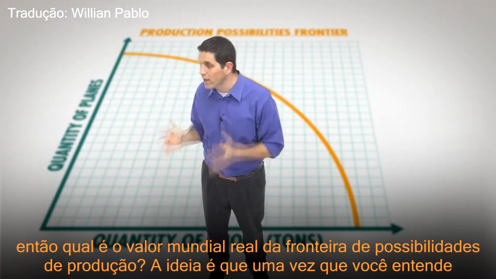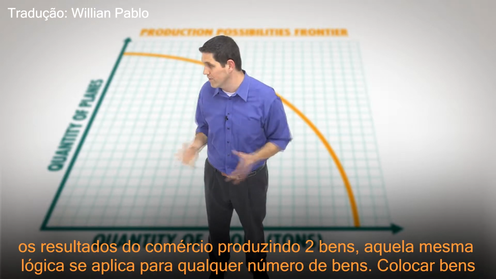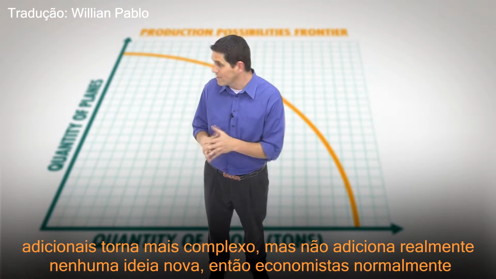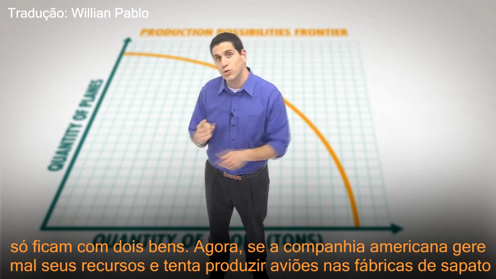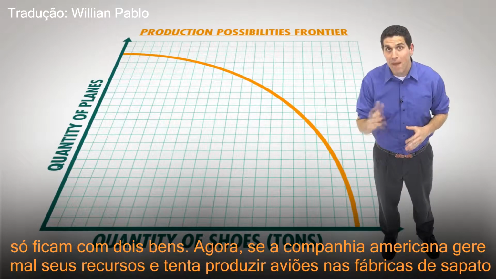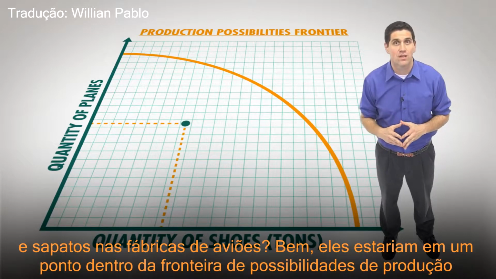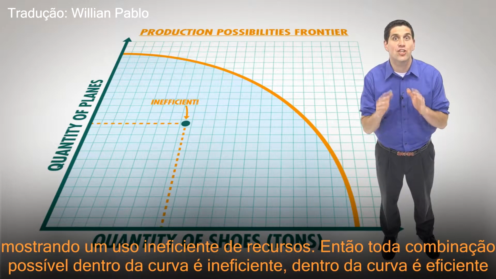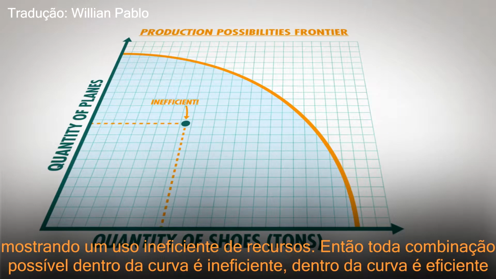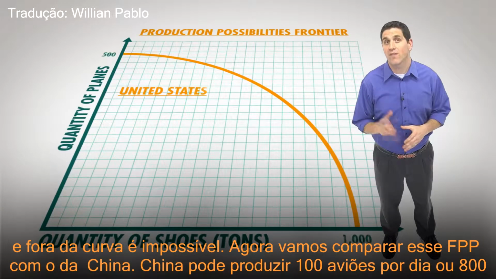The idea is once you really understand that there are trade-offs between producing two goods, that same logic applies to any number of goods. And adding additional goods makes it more complex, but doesn't really add any more insights. So economists usually stick with just 2 goods. Now, what if American companies mismanage their resources and tried to produce planes in shoe factories and shoes in plane factories? Well, they'd be at a point inside the production possibilities frontier, showing an inefficient use of resources. So every possible combination inside the curve is inefficient, on the curve is efficient, and outside the curve is impossible. Now let's compare this PPF to China's.